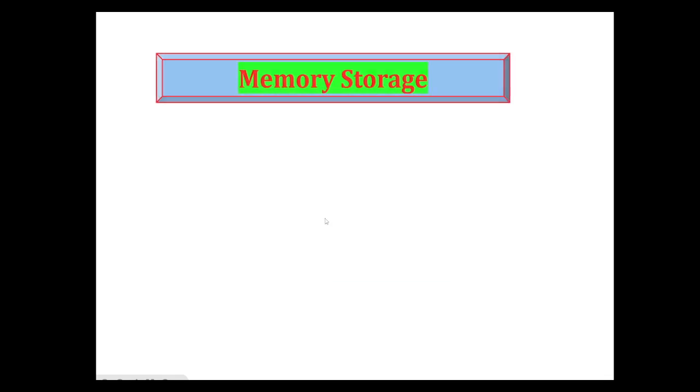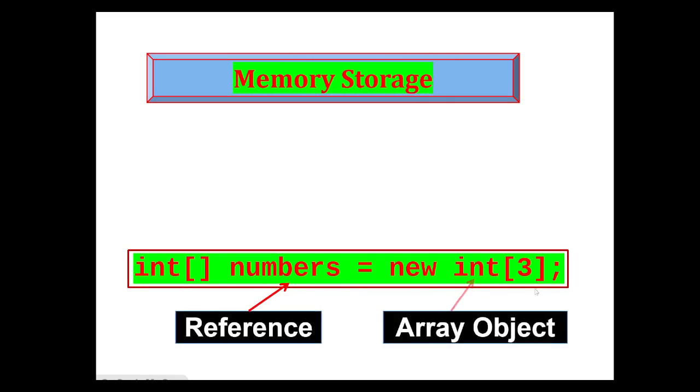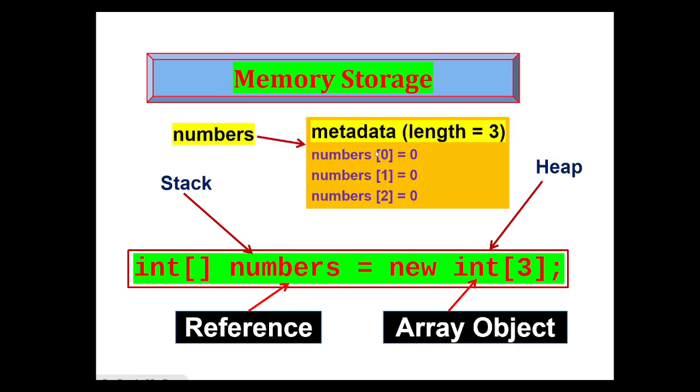Now let us understand how memory is allocated to this array. This is an array declaration, this is the int type, numbers is the reference variable, and new int[3] is an array object which will hold 3 integer values because we have mentioned 3 as the length or size of this array. We have different types of memory, like stack and heap memory. The numbers reference variable will be stored inside stack memory, whereas the 3 integer values will get created on the heap side, and the numbers reference variable will be pointing to the heap memory integer values.